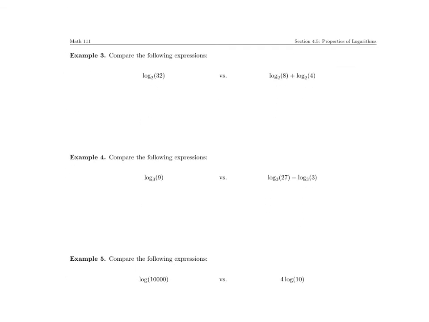So we have 3 more rules on the next page that we are going to be discovering. So it wants us to compare the following expressions. So we have log base 2 of 32 versus log base 2 of 8 plus log base 2 of 4. So let's go through, solve how we can. Let's do the first one. So this first one here, I know I can rewrite 32 as 2 to the power of 5.